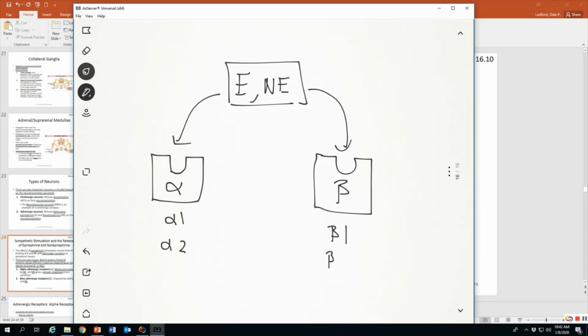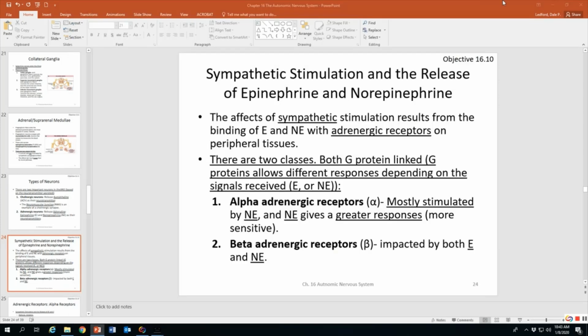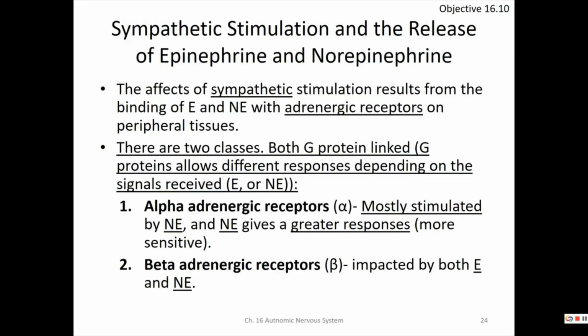Now, on alphas, we're going to see alpha 1, alpha 2. Betas, we're going to see beta 1, beta 2, beta 3 receptors. These are on effector cells. These will be located on your effector cells that are under control here.